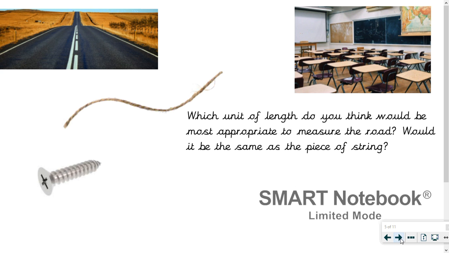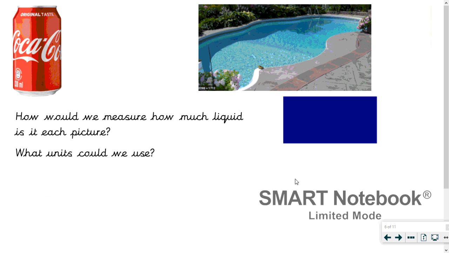Now, how would we measure how much liquid's in each picture? We've got a can of Coke and we've got a swimming pool. Would we use the same units to measure how much was in each? What units could we use? So have a think to yourself, what units could we use?